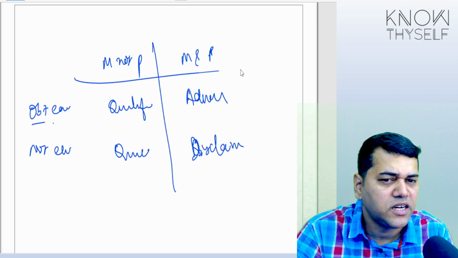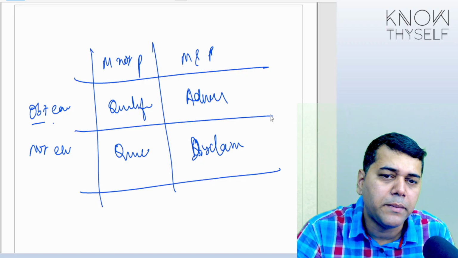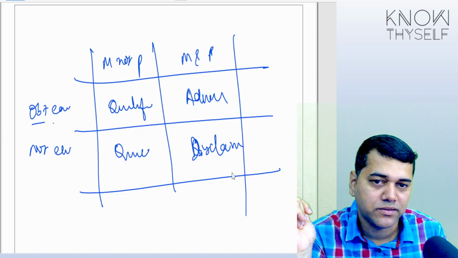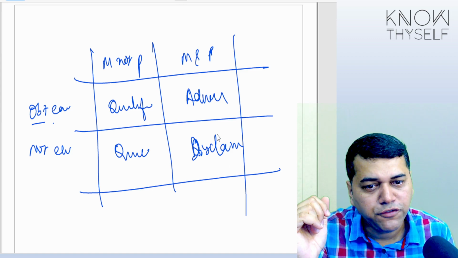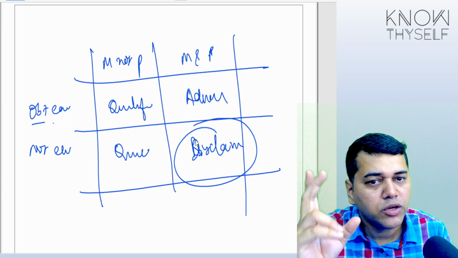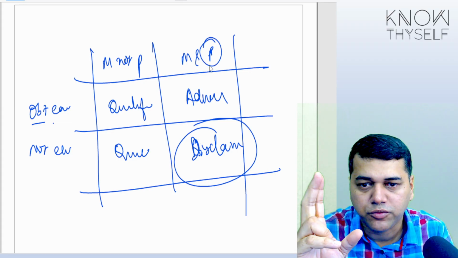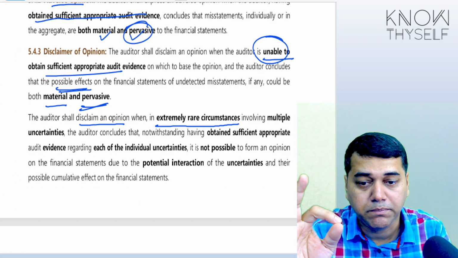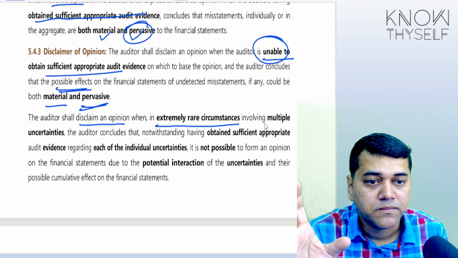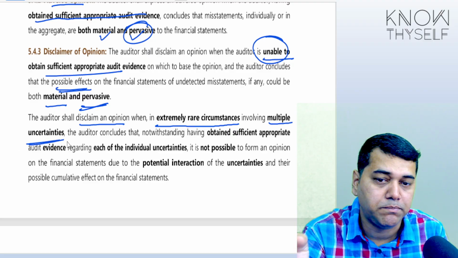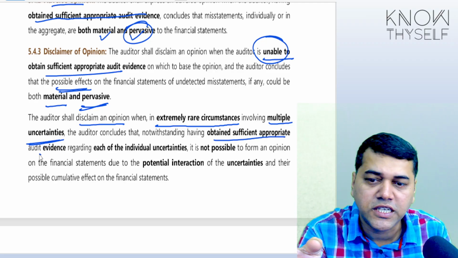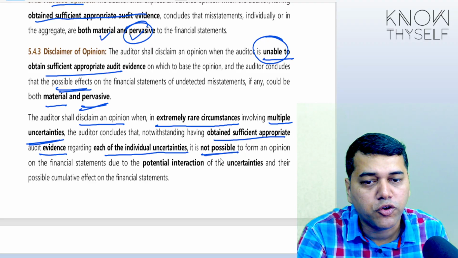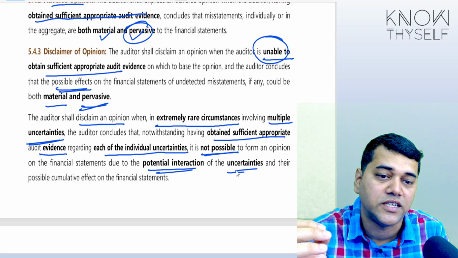So this is the famous chart which we are going to come across again. This is the matrix for you to decide what type of opinion to give among the three types. Now, if you see this particular bracket, there should be only one permutation combination: something is pervasive and material and you didn't get evidence. But there can be another thing which can happen in rare circumstances, where multiple uncertainties arise. Having obtained sufficient appropriate evidence, it is not possible to form an opinion on each of the individual uncertainties because of the potential interaction of the uncertainties.